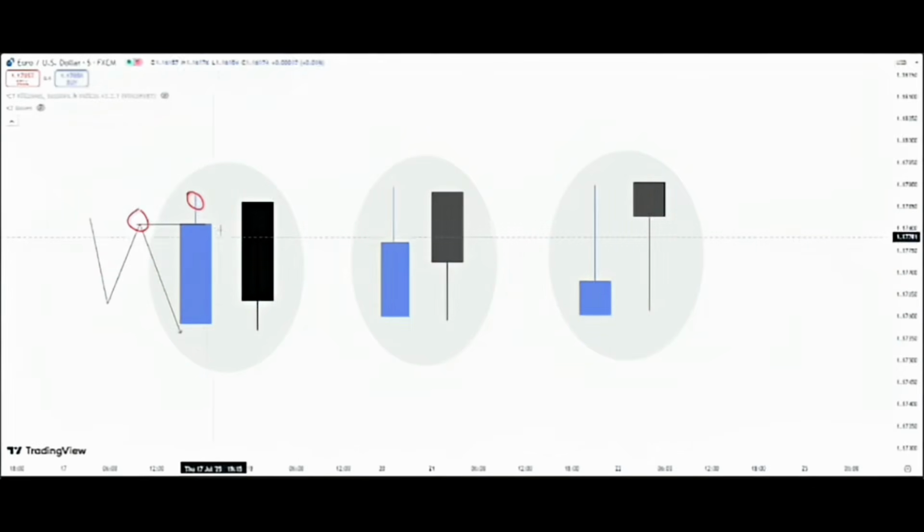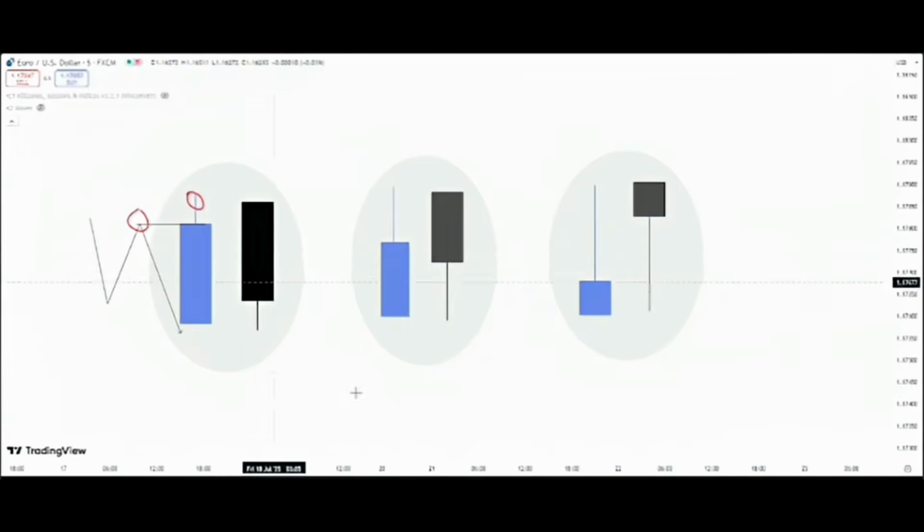So it's most likely that the next candle will continue to go higher and even close above the high of this candle. Why? Because the bulls are in total control. I need you to understand that. The same thing with the bearish condition.